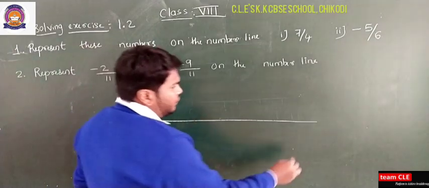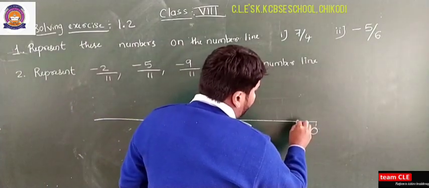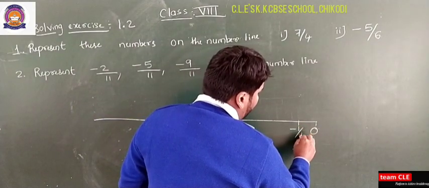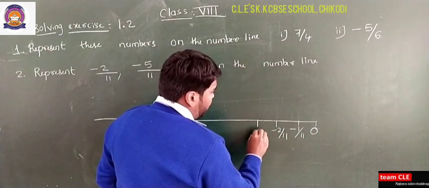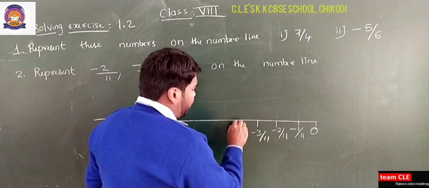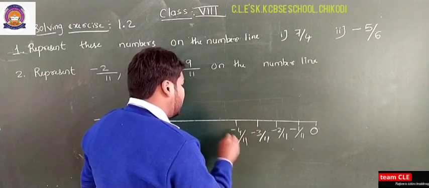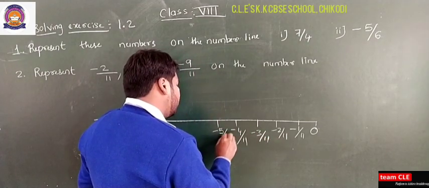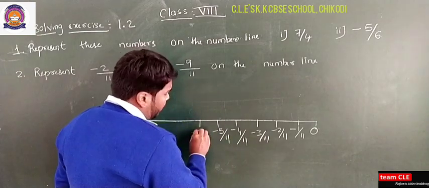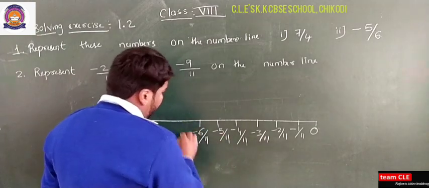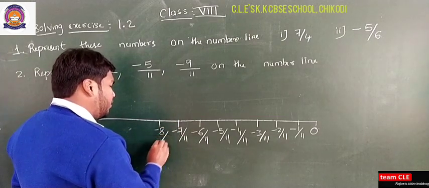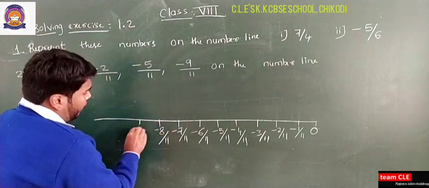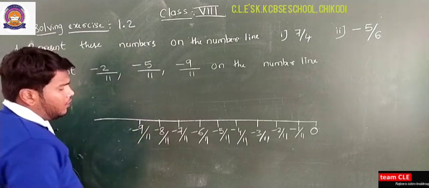I call this 0. Next I call these minus 1 by 11, minus 2 by 11, minus 3 by 11. Next, minus 4 by 11, minus 5 by 11. Next, minus 6 by 11, minus 7 by 11. Next is minus 8 by 11 and minus 9 by 11.